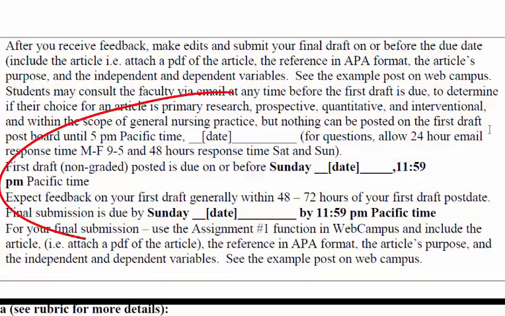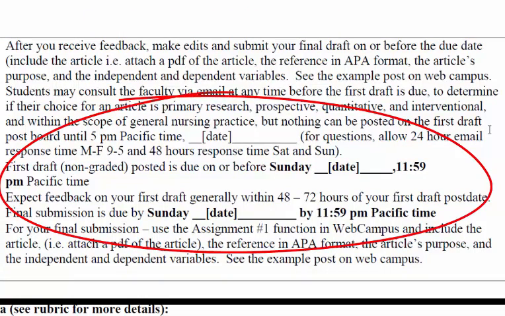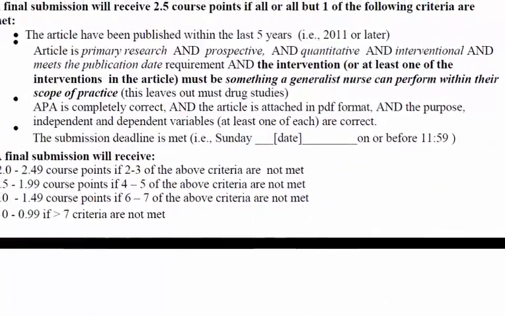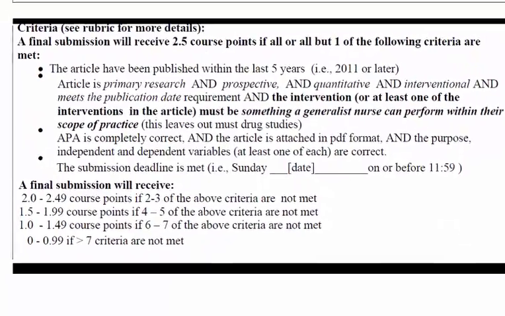Again, all the dates for this assignment will be listed on the semester-specific transparency for your course. Most of the time, the deadlines are generally a Sunday, 11:59 p.m. Pacific time. Again, the dates are specific to your semester, so make sure you check the semester-specific transparency for your course. Next is the criteria for which you will be judged.